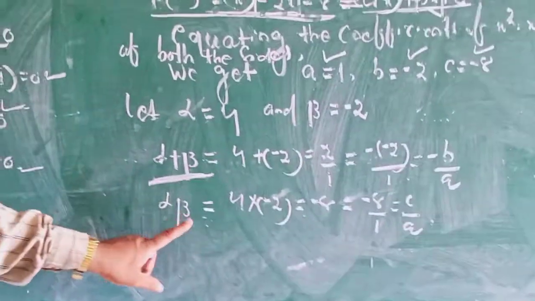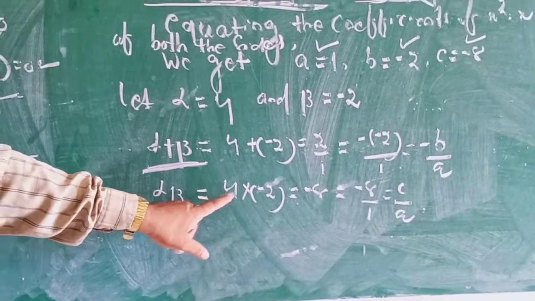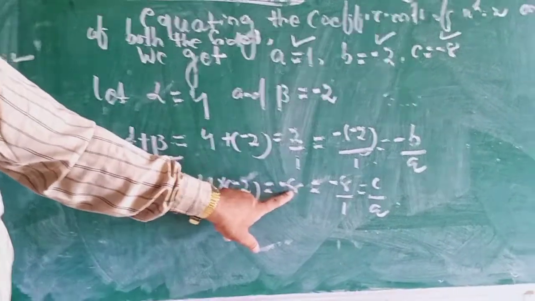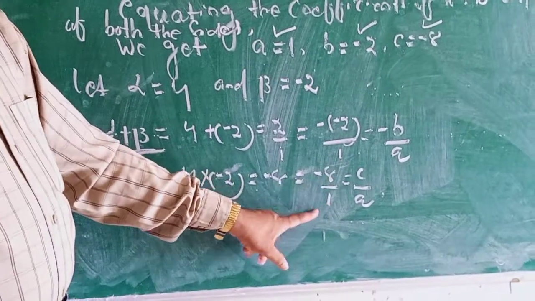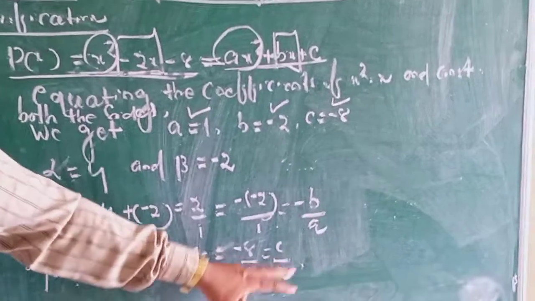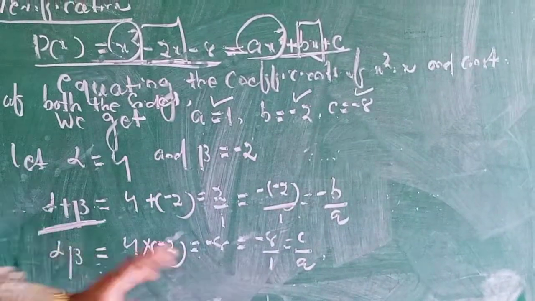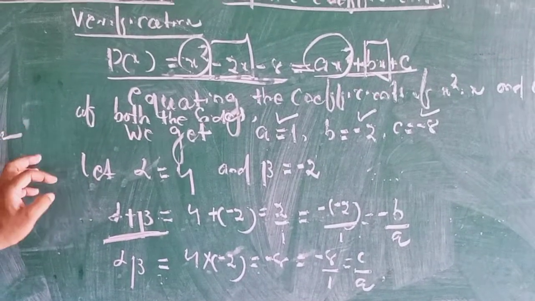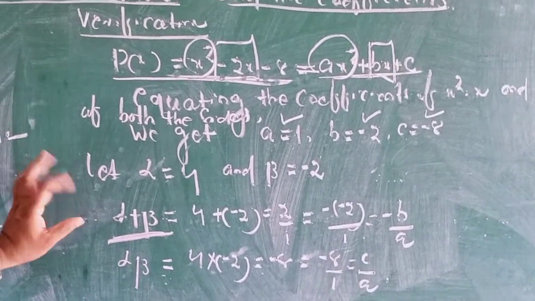Next is alpha into beta. So alpha is equal to 4, beta is minus 2. So 4 into minus 2 is minus 8. So minus 8 is the same as minus 8 by 1. So what is minus 8? The c. So I can write c by a, where a is equal to 1. So like this, exercise 2.1, question number 1, first part is solved.